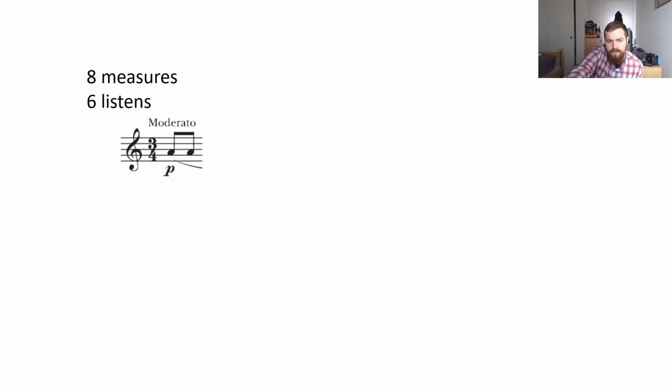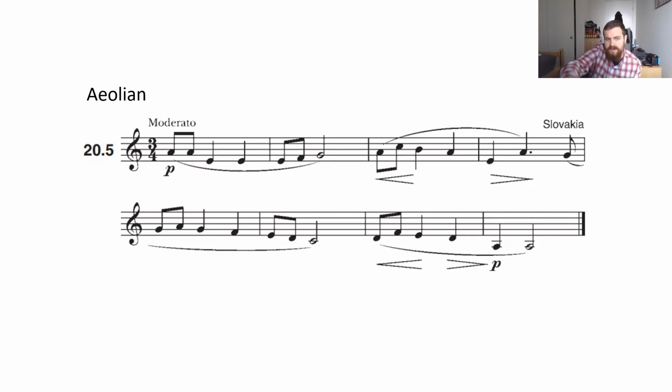Turns out that the first note is the same as the last note, which indicates that it's going to be some kind of A-based piece. In this case, it's A Aeolian, okay? So, it's like the key of C major. Now, this gets tricky in a couple spots, okay?